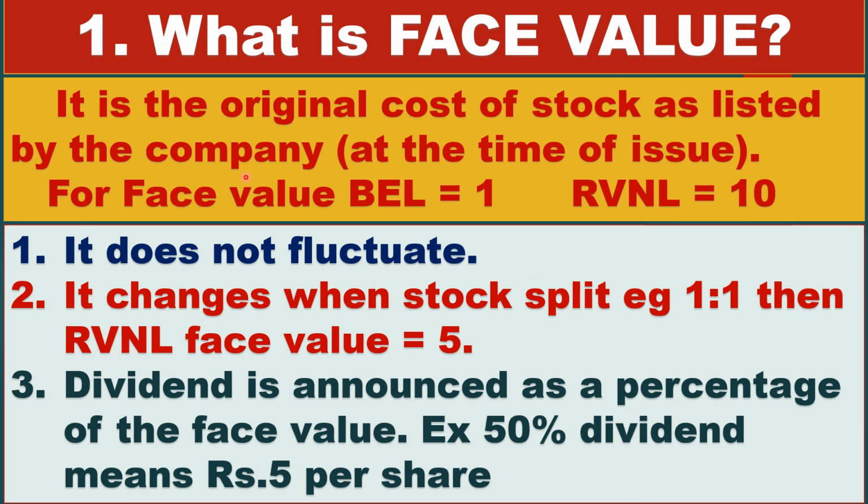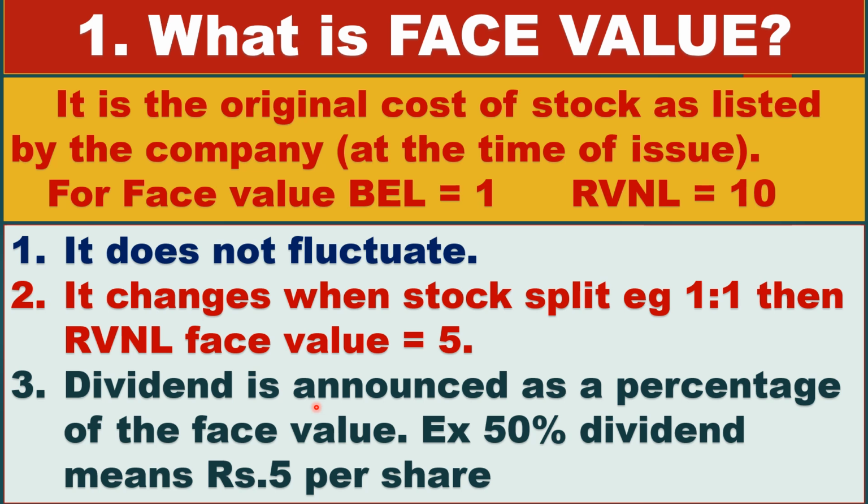Now, what are the features of face value? It does not fluctuate. It is a fixed price. It changes when there is a split in stock. For example, Cochin Shipyard last year announced bonus. Even CDSL this year announced bonus shares 1:1. Suppose you have 20 shares, then your shares now will become 40 shares. In such cases, the face value changes. When the stock splits 1:1, for example, RVNL's face value becomes 5.